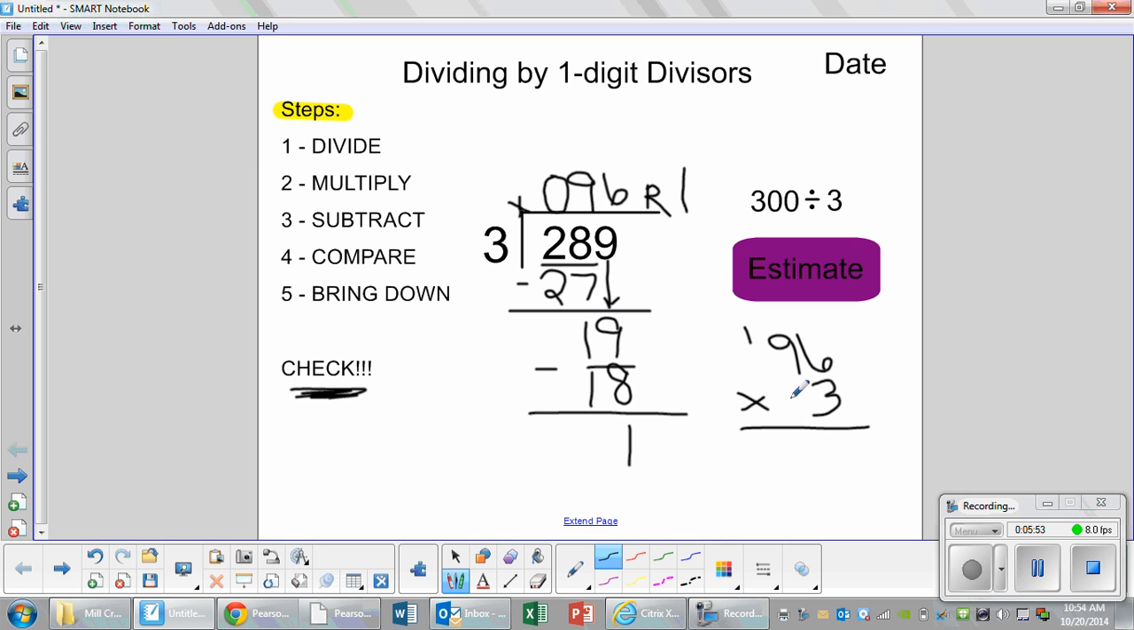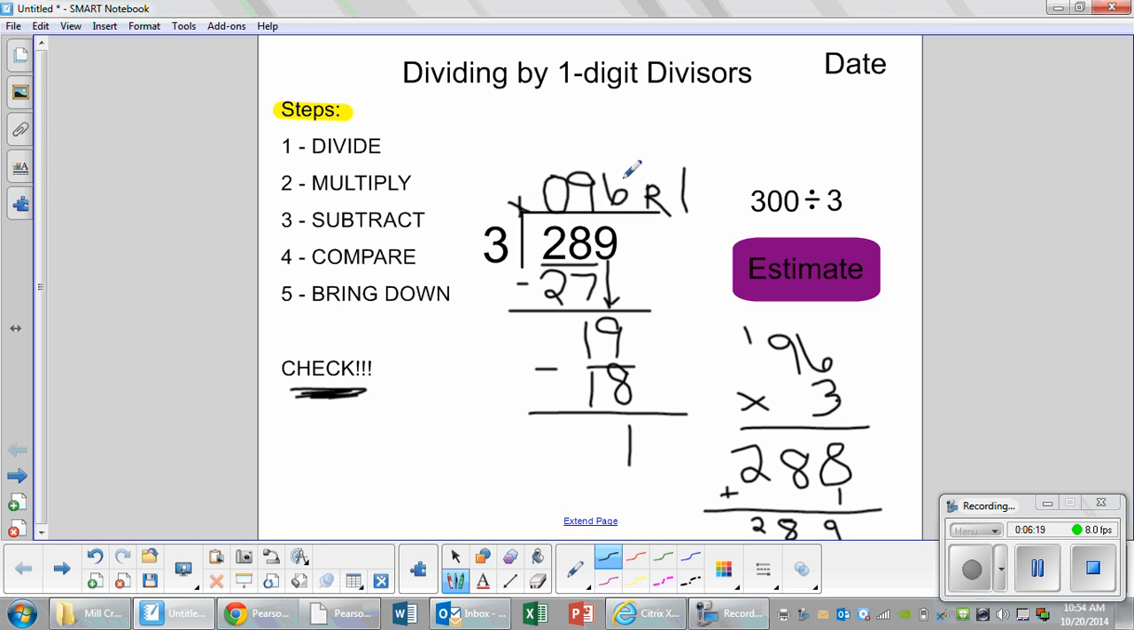6 times 3 is 18. 3 times 9 is 27, plus 1 is 28. And I have 288, but I have to add this remainder here, since it was what was left over, and I get 289. So that tells me that my work was correct.